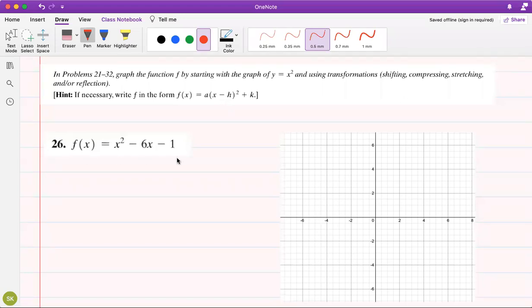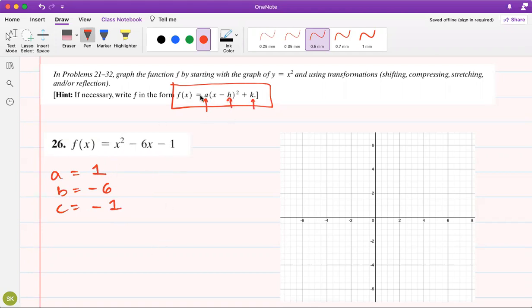All right, so I have been given this function f of x equals x squared minus 6x minus 1. And I want to graph it using these transformations. I'm going to write it in this form because this will help me use transformations. So how do I get it in this form? Let's write what a, b, and c are, because this is actually in general form. So a is the coefficient in front of the x squared, b is the coefficient in front of the x, and c is the number without any x's. We need to figure out what a is, what h is, and k is to put it in this form.